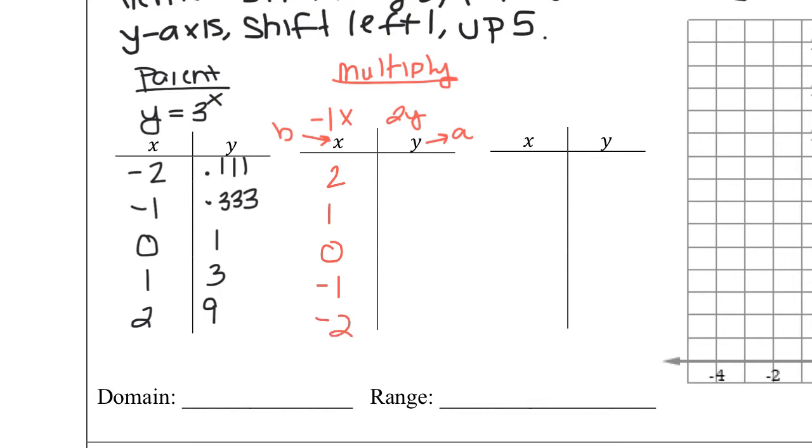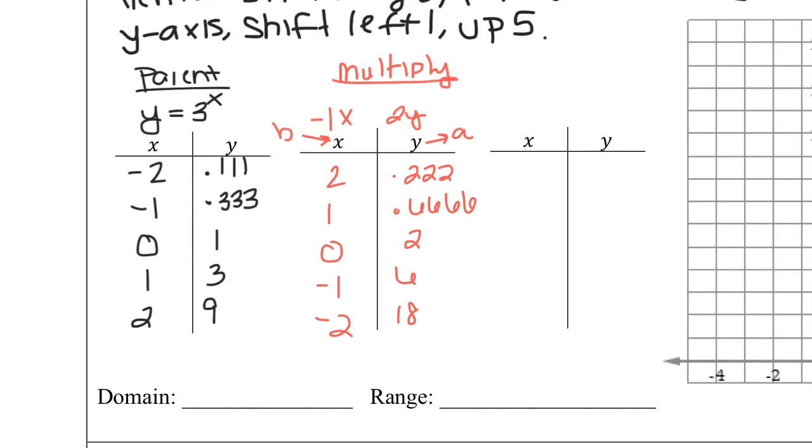Now for the Y's. 0.111 times 2 is going to be 0.222. 0.333 times 2 is 0.6666. I'll do a fourth one. 1 times 2 makes 2. 3 times 2 makes 6. 9 times 2 makes 18.